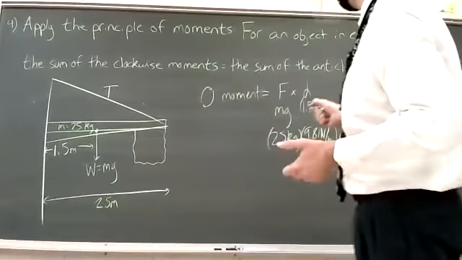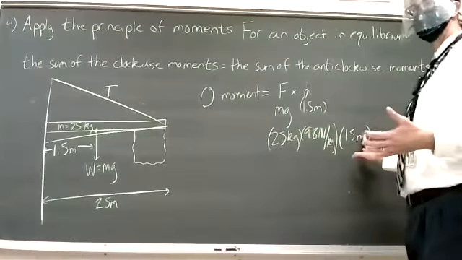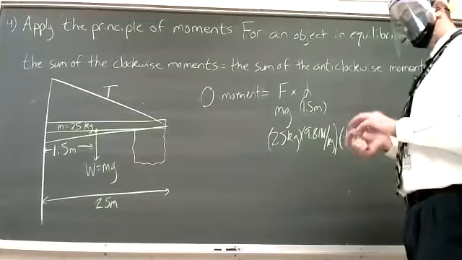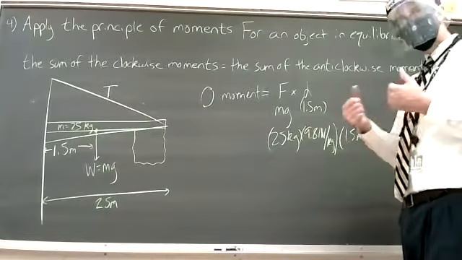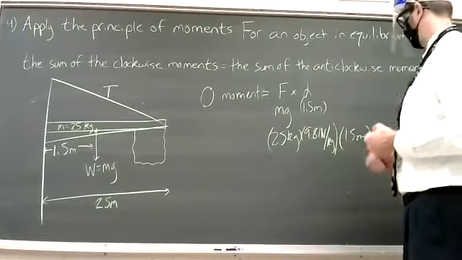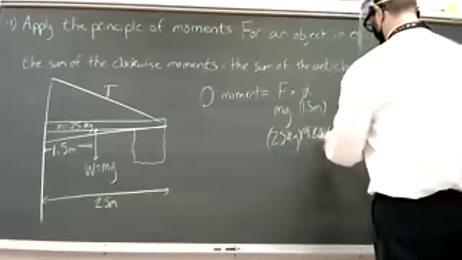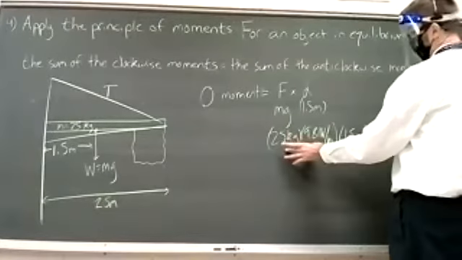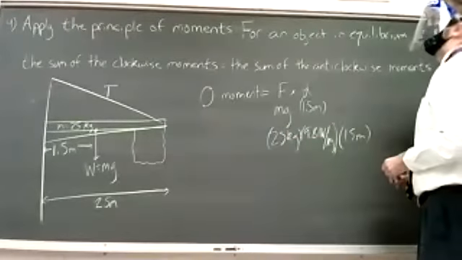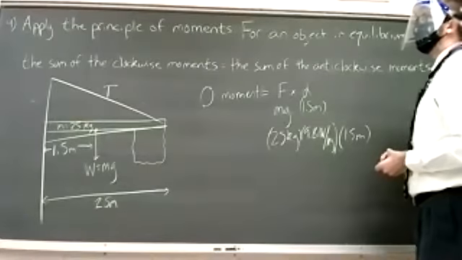Even though with work, a Newton meter is a joule, we never say that that's equal when we're talking about moment. We always leave it as a Newton meter. You just have to kind of know that. What is 25 times 9.81 times 1.5? 250 divided by 1.5. What do you get?